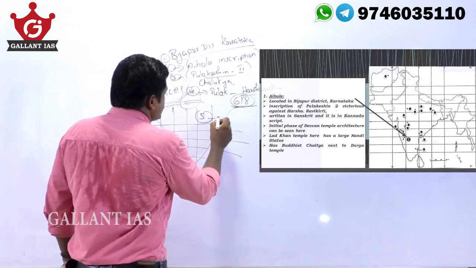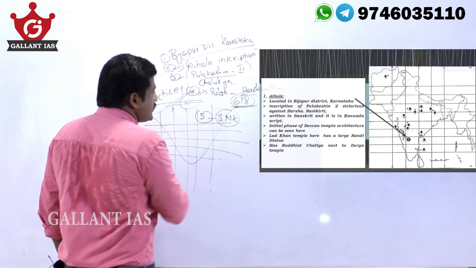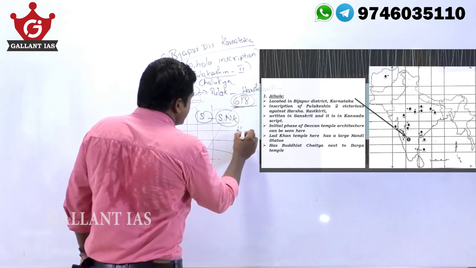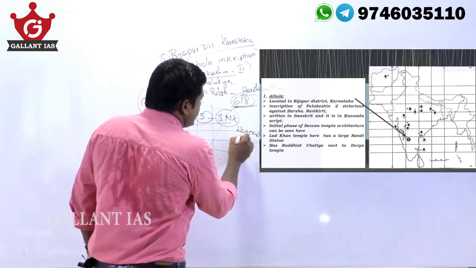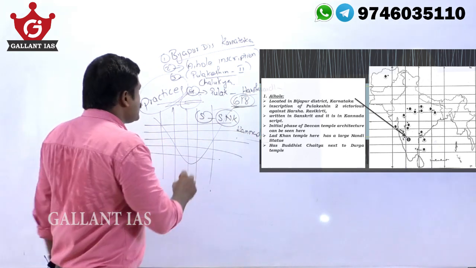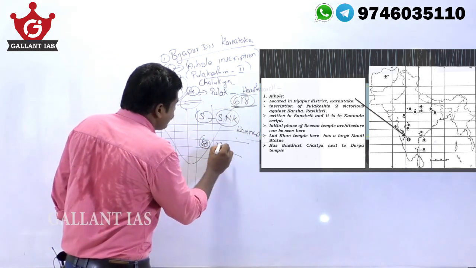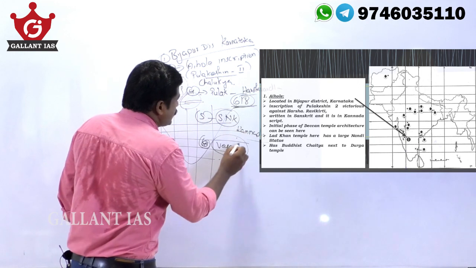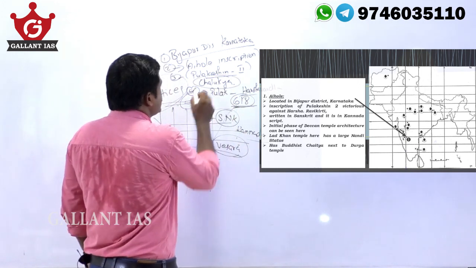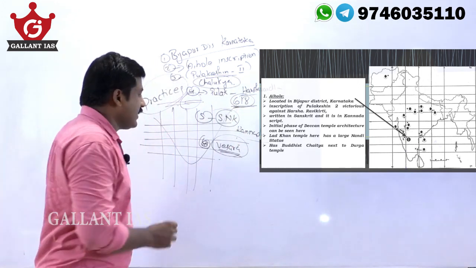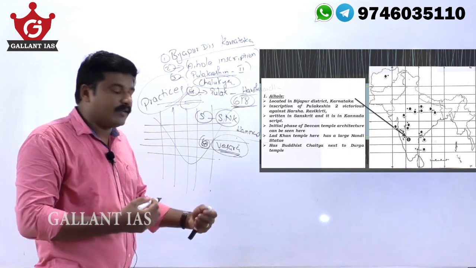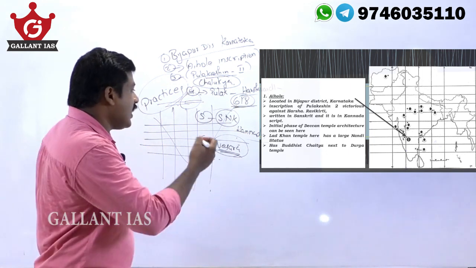Again, this inscription was written in Sanskrit, and the script was Kannada. Also, this is known for the Vesara style of architecture. Chalukyas were patrons of the Vesara style of temple architecture, a hybrid version of Nagara and Dravida.